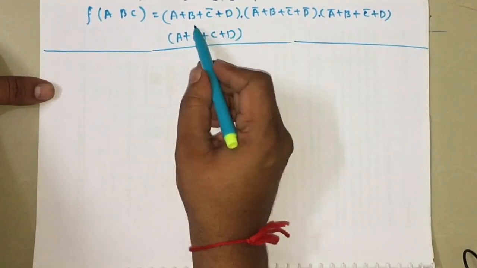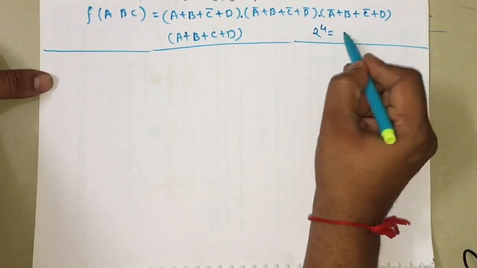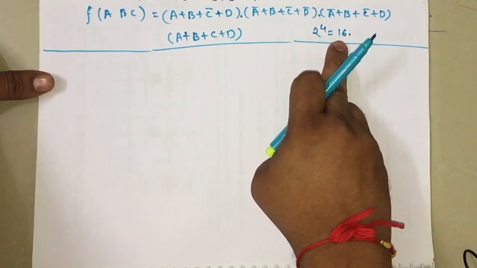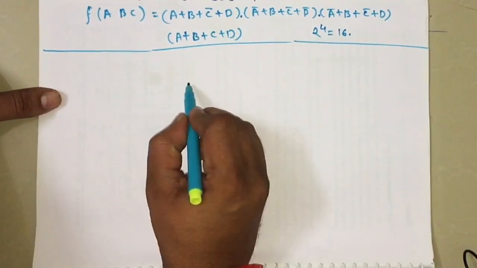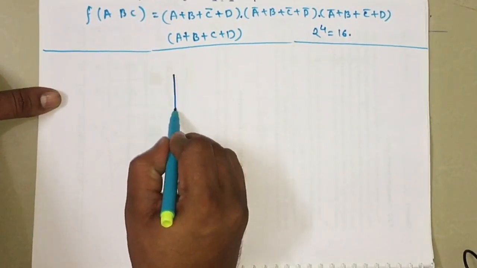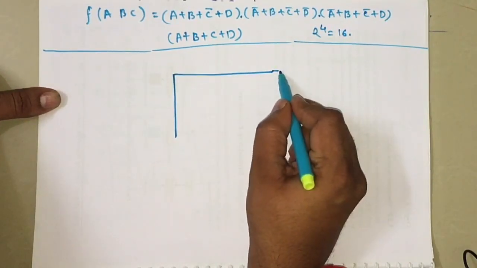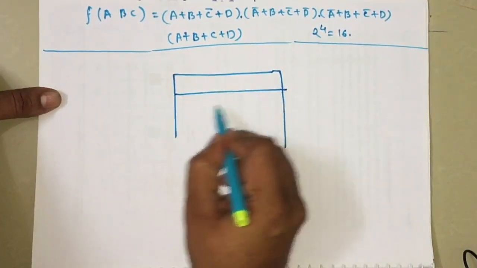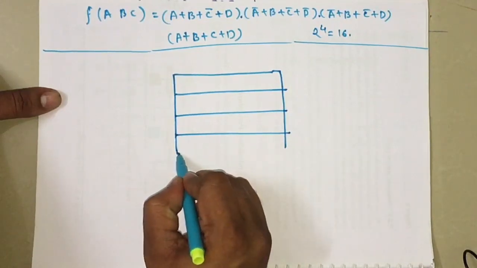So how many literals are there here? Total 4 literals. So 2 raised to 4 is equal to 16. So we require a 4 variable K-map and 16 square boxes have to be drawn. So I will draw the four variable K-map here. So 1, 2, 3, 4.